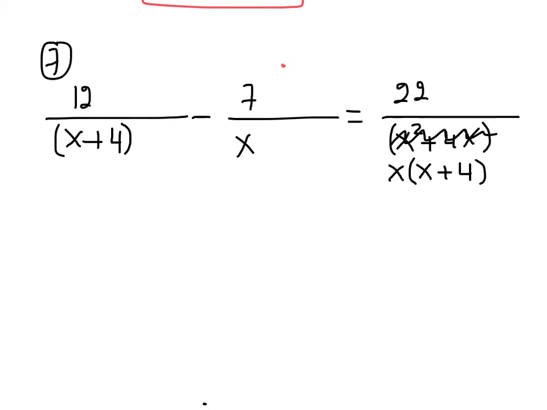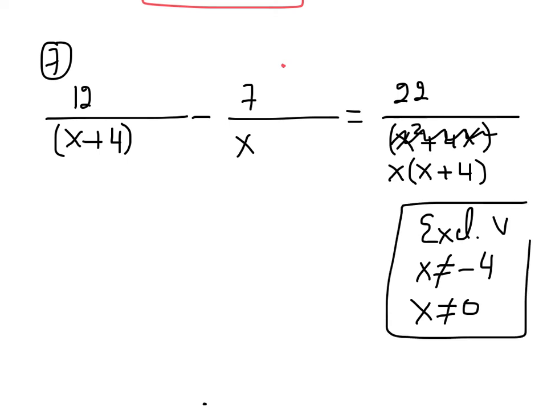The first thing we want to focus on is the excluded values. For excluded values, you go after the denominators and make sure they don't equal 0. x plus 4 cannot equal 0, meaning x cannot equal -4. x cannot equal 0, and those are my excluded values. Next, I want you to determine your common denominator. The common denominator is going to be x times x plus 4.